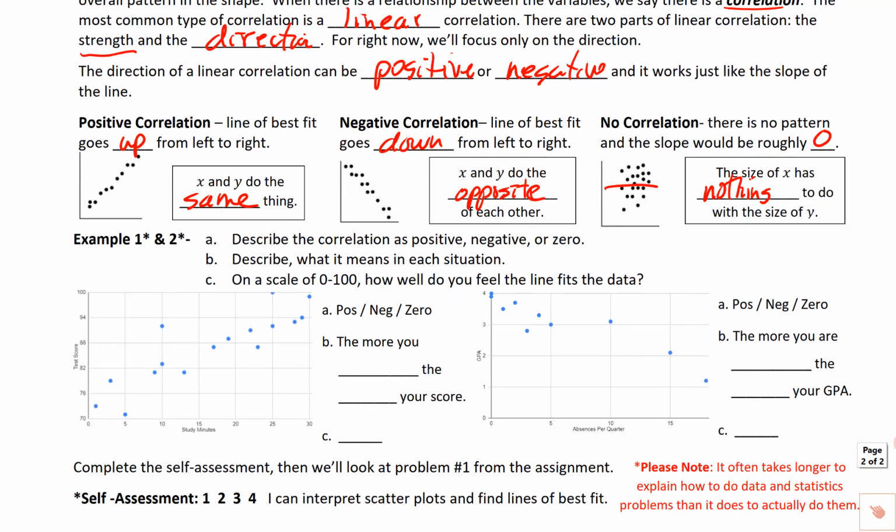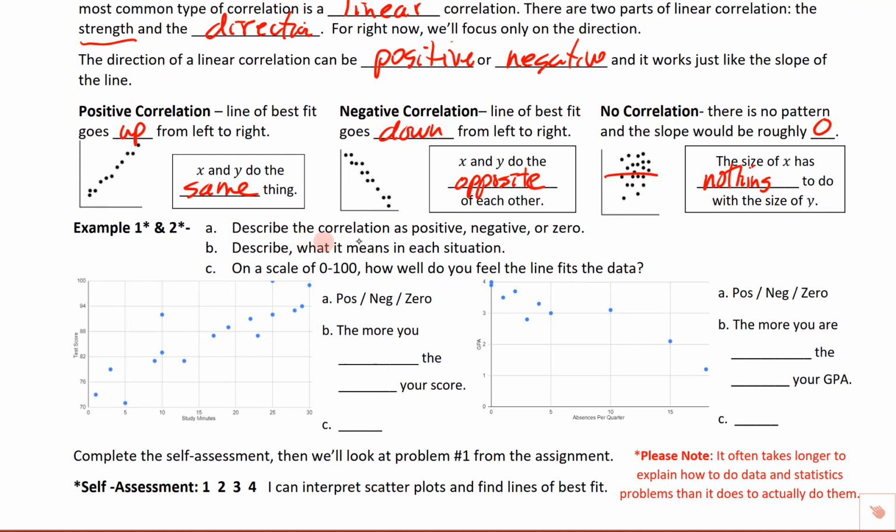So let's take a look at a couple of problems right here. It says describe the correlation as positive, negative, or 0. Describe what it means in each situation. And on a scale of 0 to 100, how well do you feel like the line fits the data? Now, if you take a look at this, these are just miniatures of the two problems that we've already done. So this was the test score and study minute thing. We took the low and the high, and we did a line about like this. And this is the one right up above. So we had something, I think it went about like that.